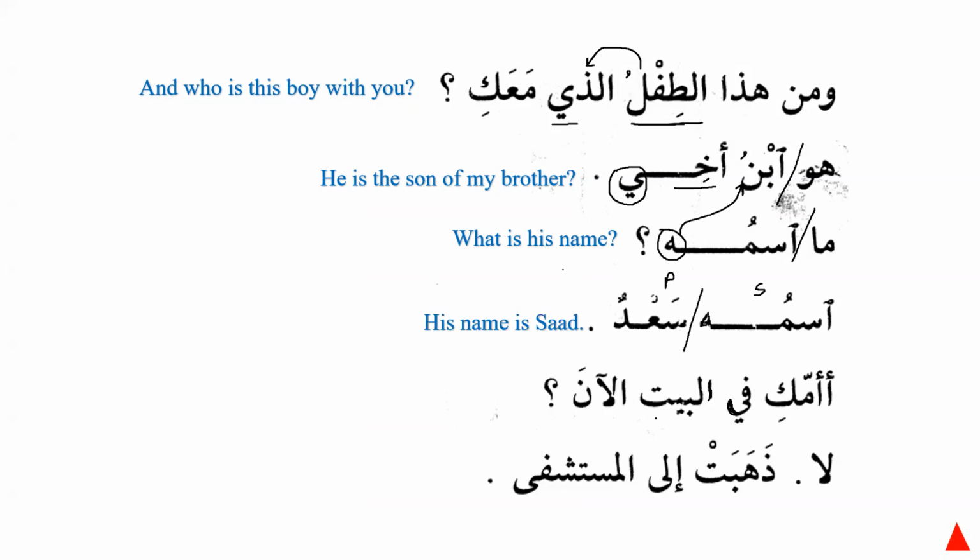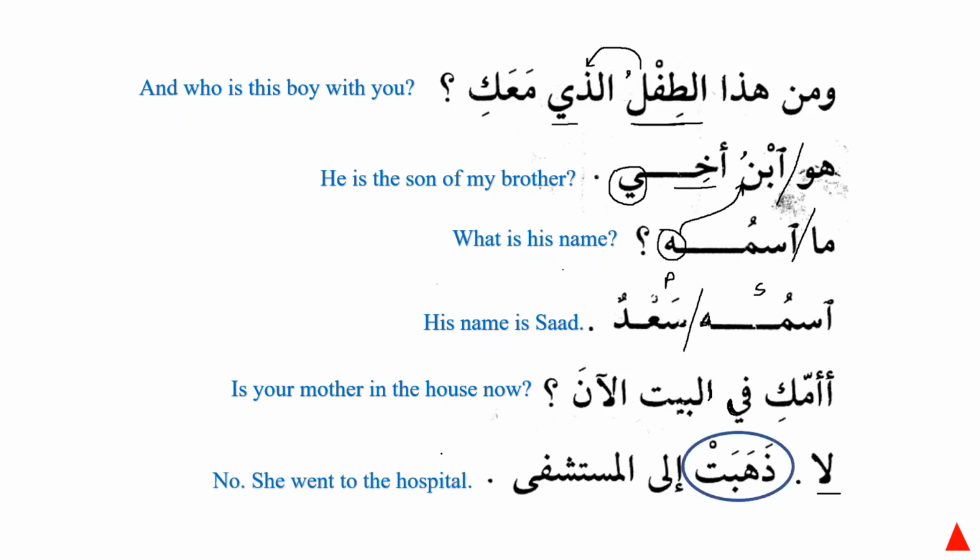Ummuki fil bayti al-ana. Is your mother in the house right now? La, no. ذهبت إلى المستشفى. She went to the hospital. And now we can see over here that ذهبت is used for the singular feminine third person. ذهب, he went. ذهبت, she went. Jalasa, he sat. Jalasat, she sat. Kharaja, he left. And kharajat, she left.